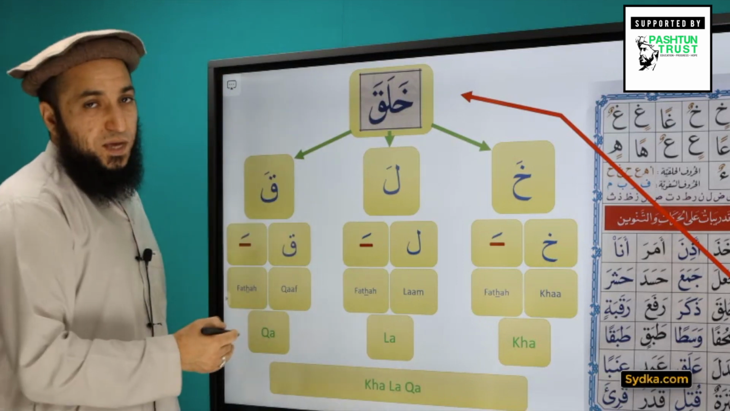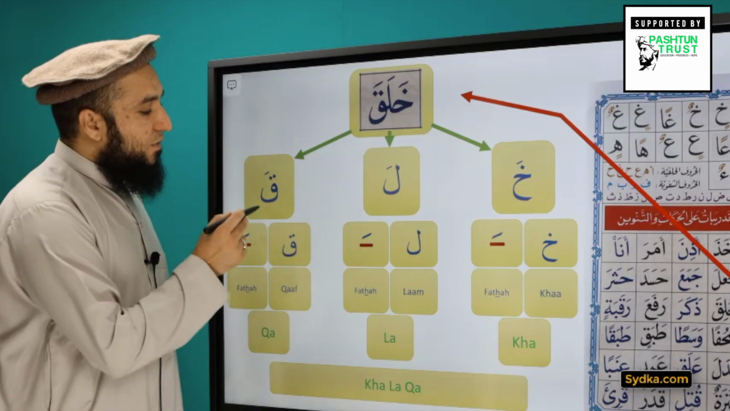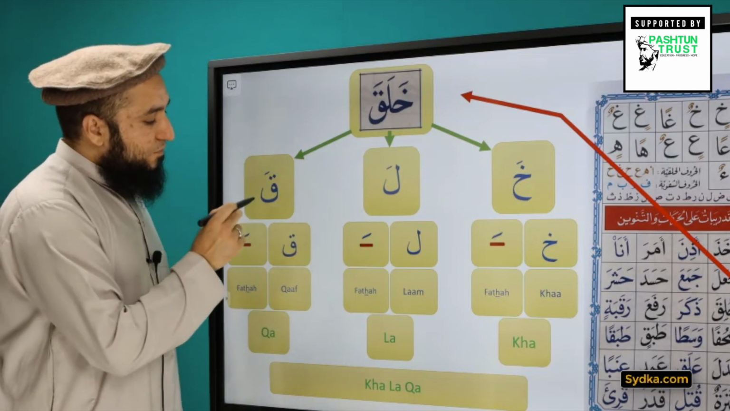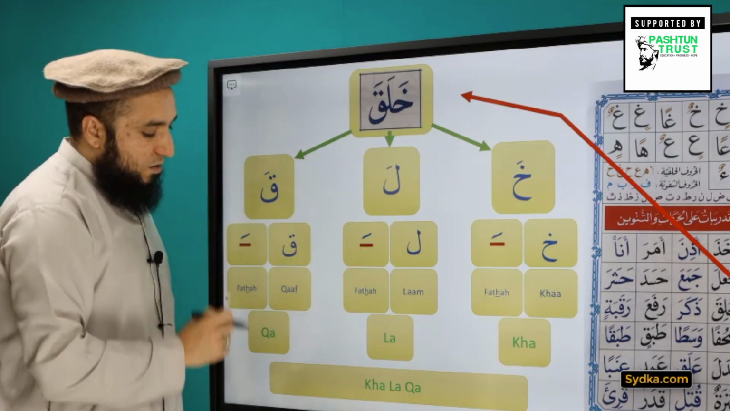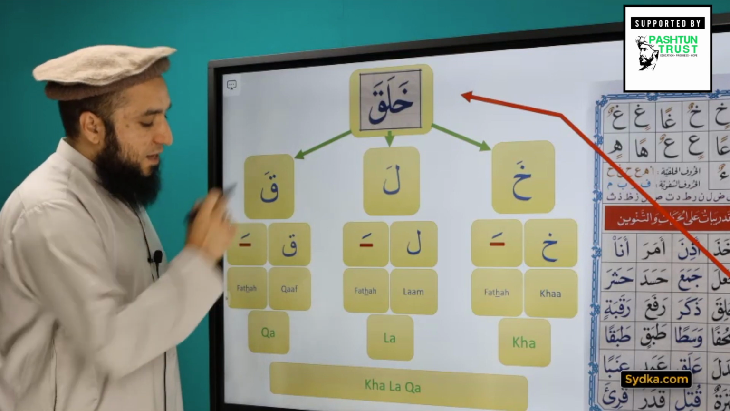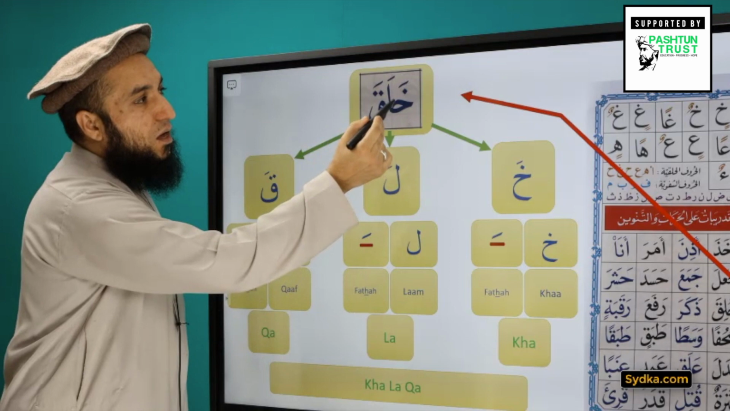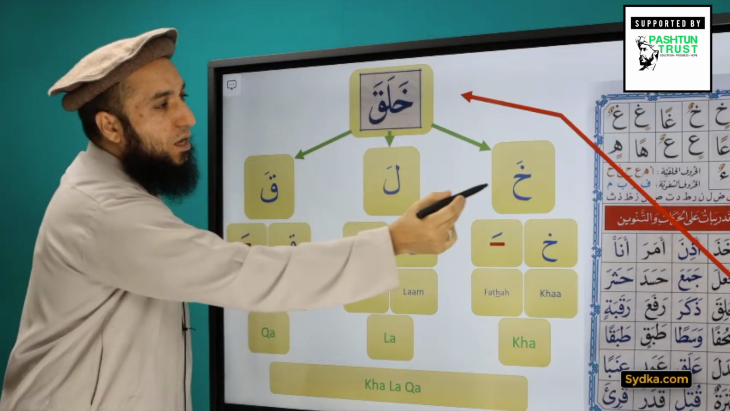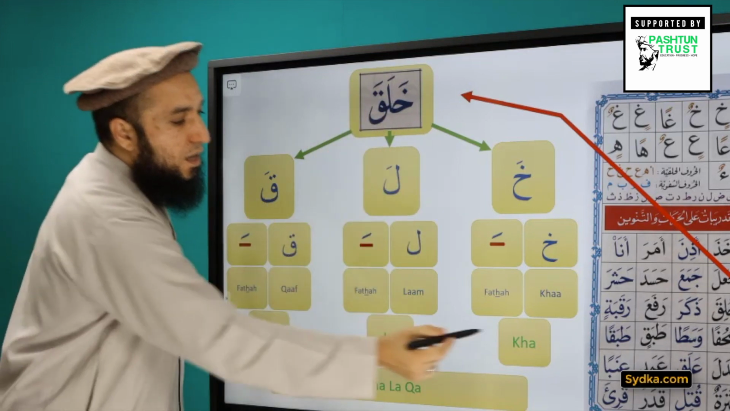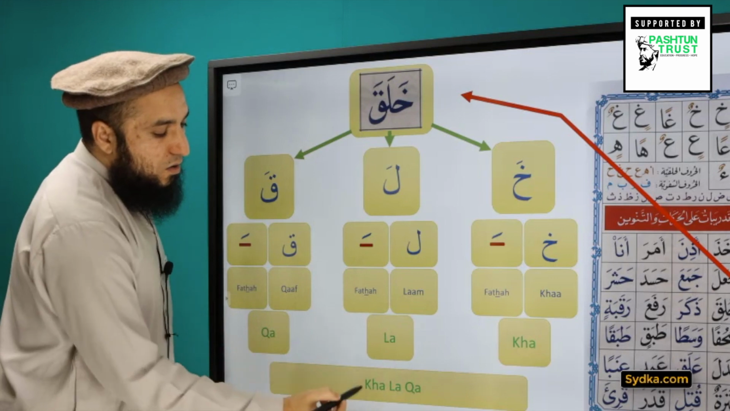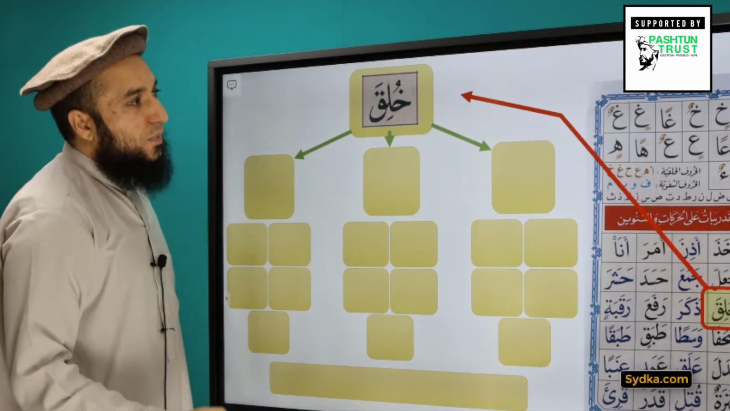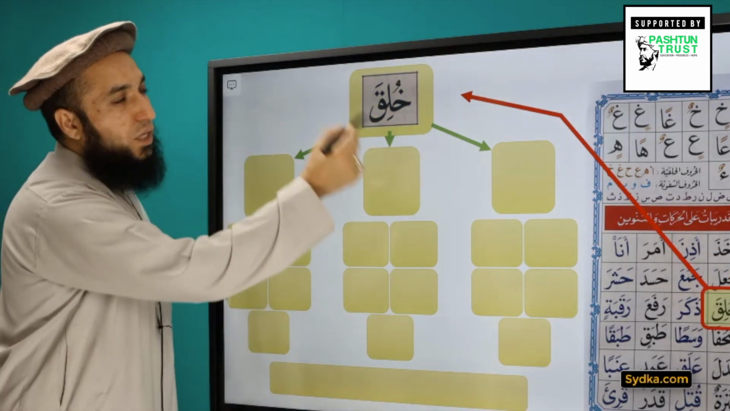The third syllable we have is qaf fatha qa. Qaf is not silent, and we have fatha. Qaf fatha qa. And now we combine all 3 syllables. We have khalaqa, خلق, خلق. The next word we have is خلق.